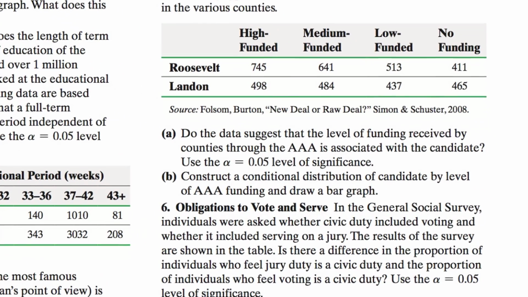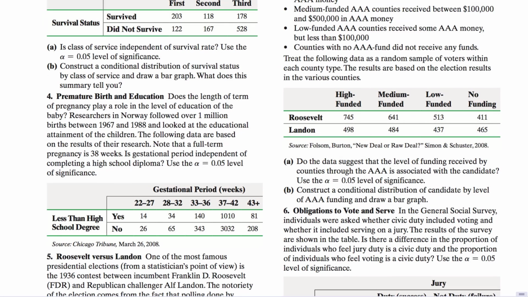Always wise to check and see what the problem was asking before you write down your conclusion. And so it's asking, do the data suggest, in part A here, that the level of funding received by counties through the AAA is associated with the candidate? And our answer would be yes. You can see that our level of significance is 5%, and our p-value is much, much smaller than that. And so we will be rejecting the null. Let's put that down.